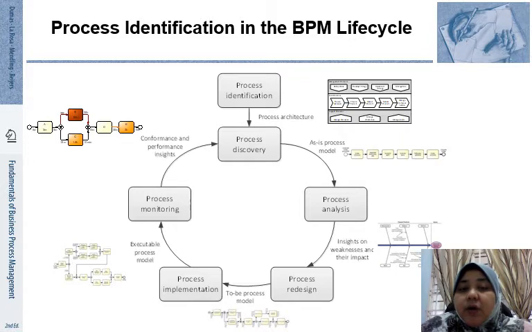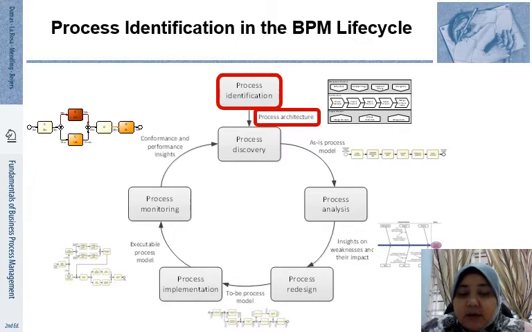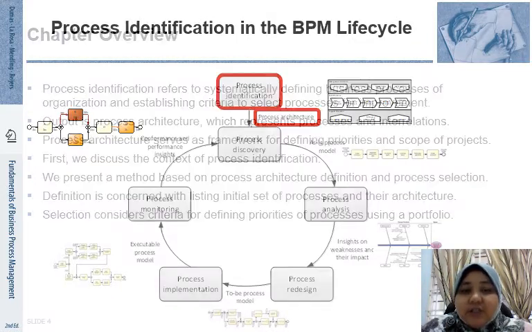Okay, so we're going to go with the first process. In between process identification and process discovery, we do have what we call process architecture. So this is what we're going to learn today: what is process architecture, in the bridge between the process identification phase and process discovery. Alright, we begin. Okay, there is the location for process architecture.